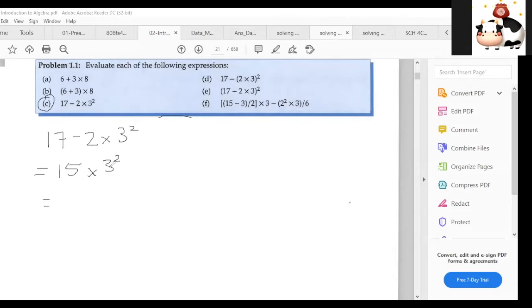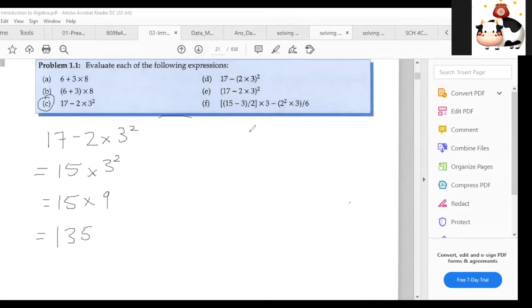And well, 3 squared is 9, so I'm going to do 15 times 9. And trust me, I already did this in the calculator. I'm not that good at mental math, but I got 135. Yay, did I do it right? No. Do the square first. Very good, excellent, that's right.